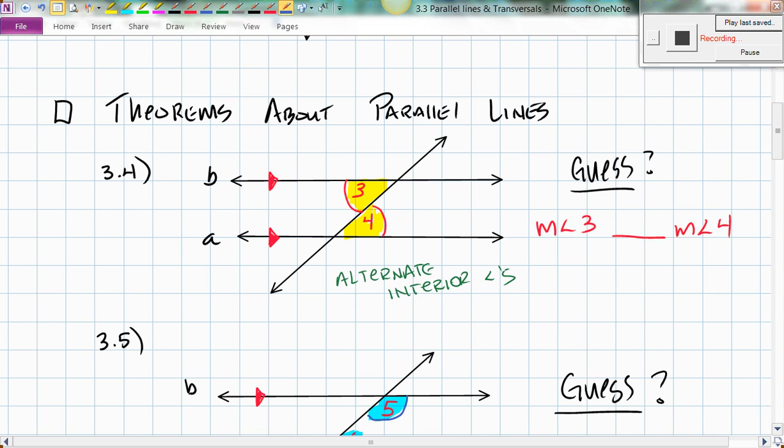So check it out. Angle 3 and 4. What do we call those angles? We did them Friday, and it's also on the screen. Yeah, those are alternate interior angles, right? And if you know that lines A and B are parallel, because of those little red triangles there, make a guess: what do you think alternate interior angles are? Yeah, they're congruent. So theorem 3.4 says if you've got 2 parallel lines, like I do here, A and B, then the alternate interior angles must be congruent.